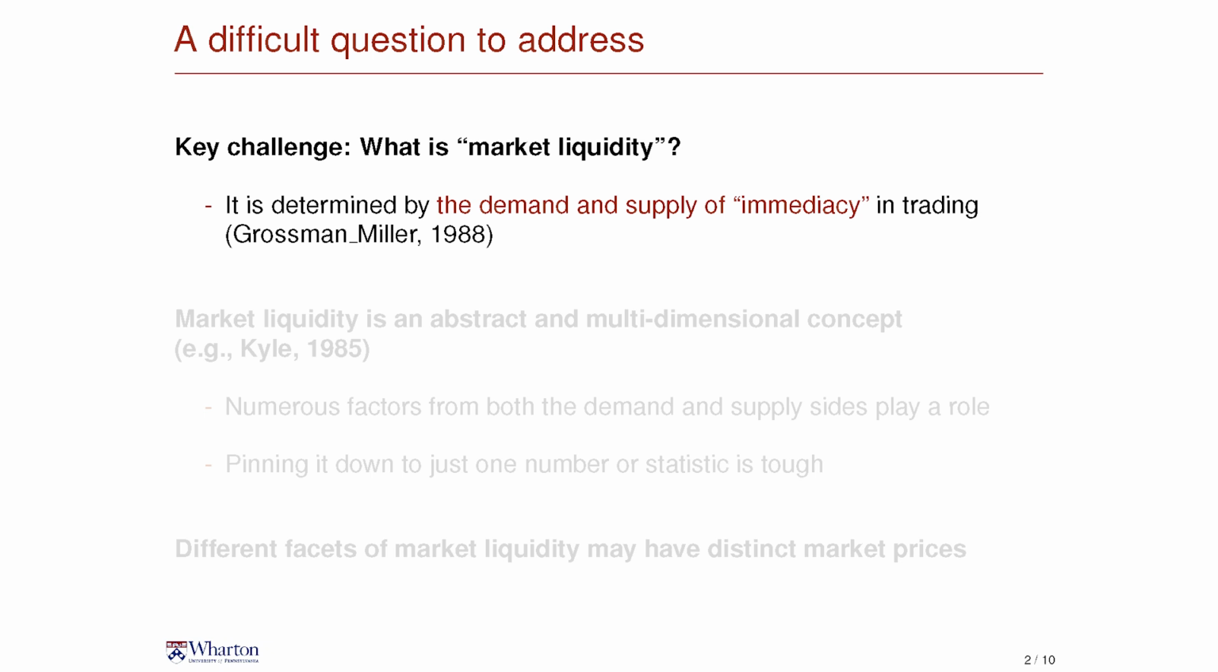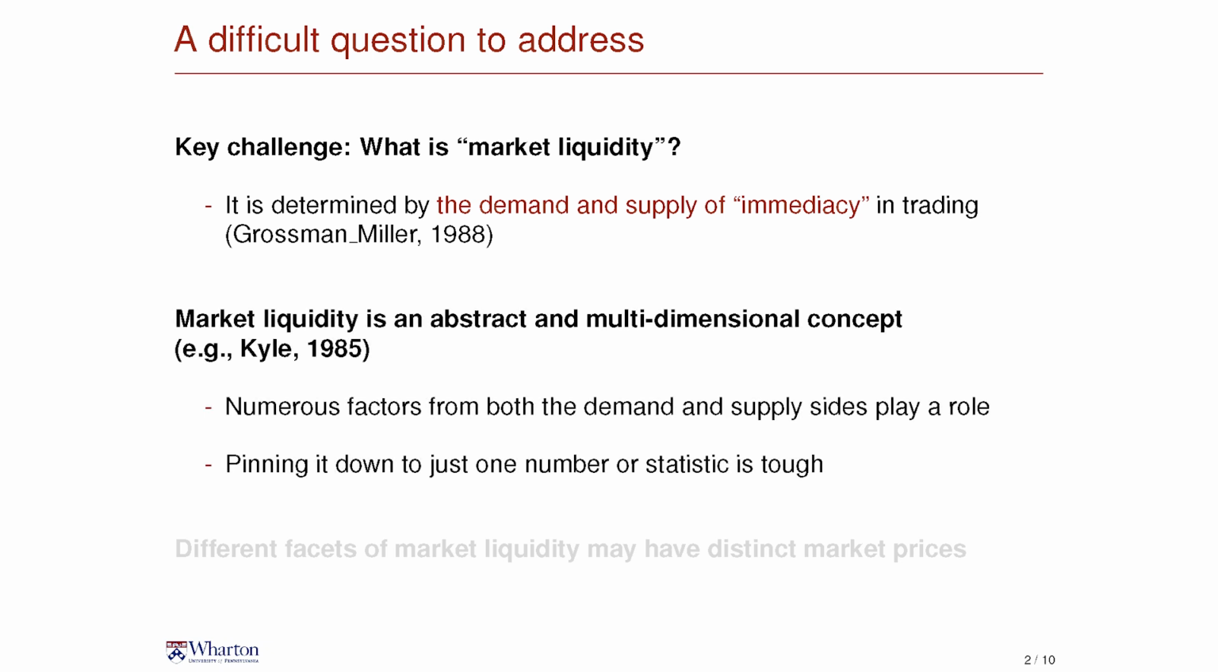Grossman and Miller, in their 1988 paper, provide a good summary of the concept of market liquidity. They said market liquidity is determined by both the demand and the supply of immediacy in trading. You can imagine the capital market has some intangible valuable good called immediacy in trading, and there's the supply side and the demand side. And the liquidity we observe is the equilibrium outcome of both forces.